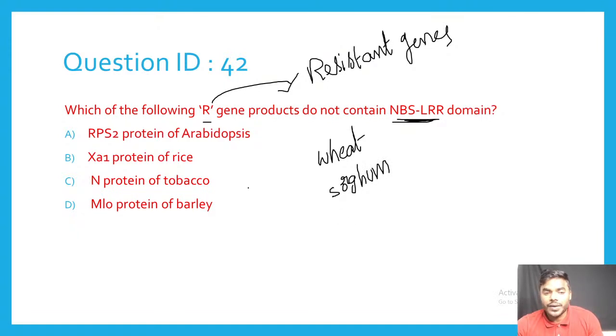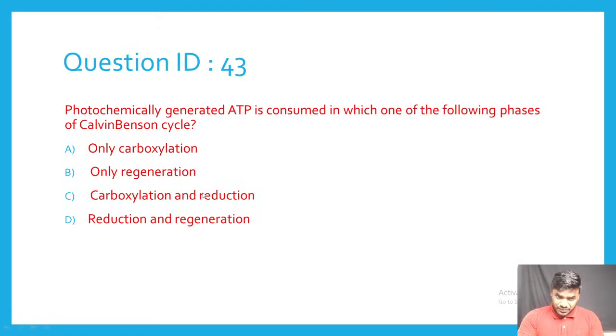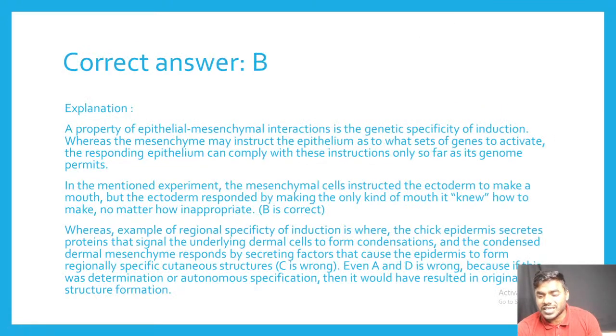Now please remember, these domains, the nucleotide binding site and leucine rich regions, are not absent only in the MYO protein of barley. Rice also has it, Arabidopsis thaliana has it, tobacco has it, wheat has it, sorghum has it. The only place where the NBS LRR domain is not present is barley. That's okay if you don't answer these questions.